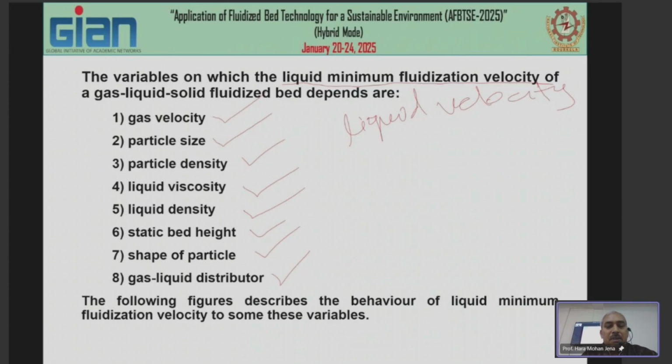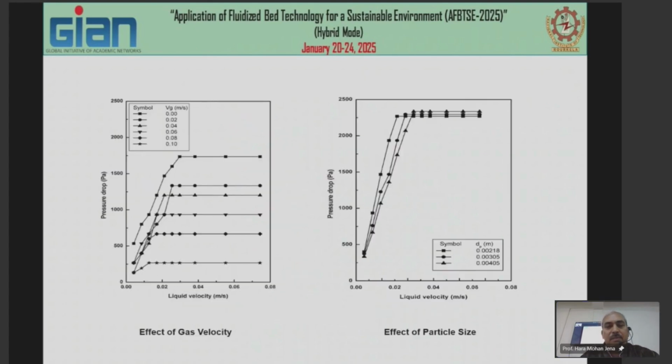The following figures, in the next slides, describe the behavior of the liquid minimum fluidization velocity with some of these variables. As you see here, the effect of gas velocity. These lines are for different gas velocities. Gas velocity remains constant. One is zero gas velocity, that means only the liquid-solid fluidized bed here. The pressure drop variation is represented by this.